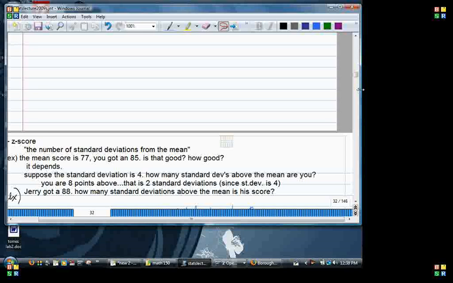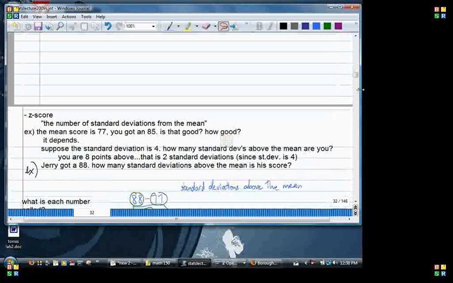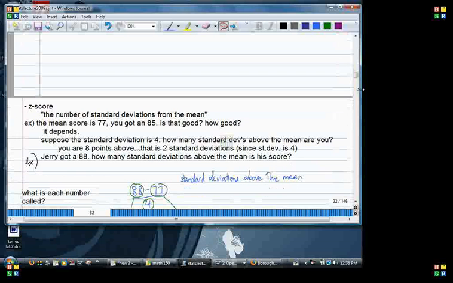So, we now have all the basic elements of how to set this up. We did 88 minus 77, and then we divided by 4. But we know what each of these things is. What's 88? In statistics speak, what's 88? It's Jerry's score, but what do we call that in general, in terminology? Or another way to put it, what's 77? 77 is the mean. And what's 88? 88 is the data value. And what's 4?